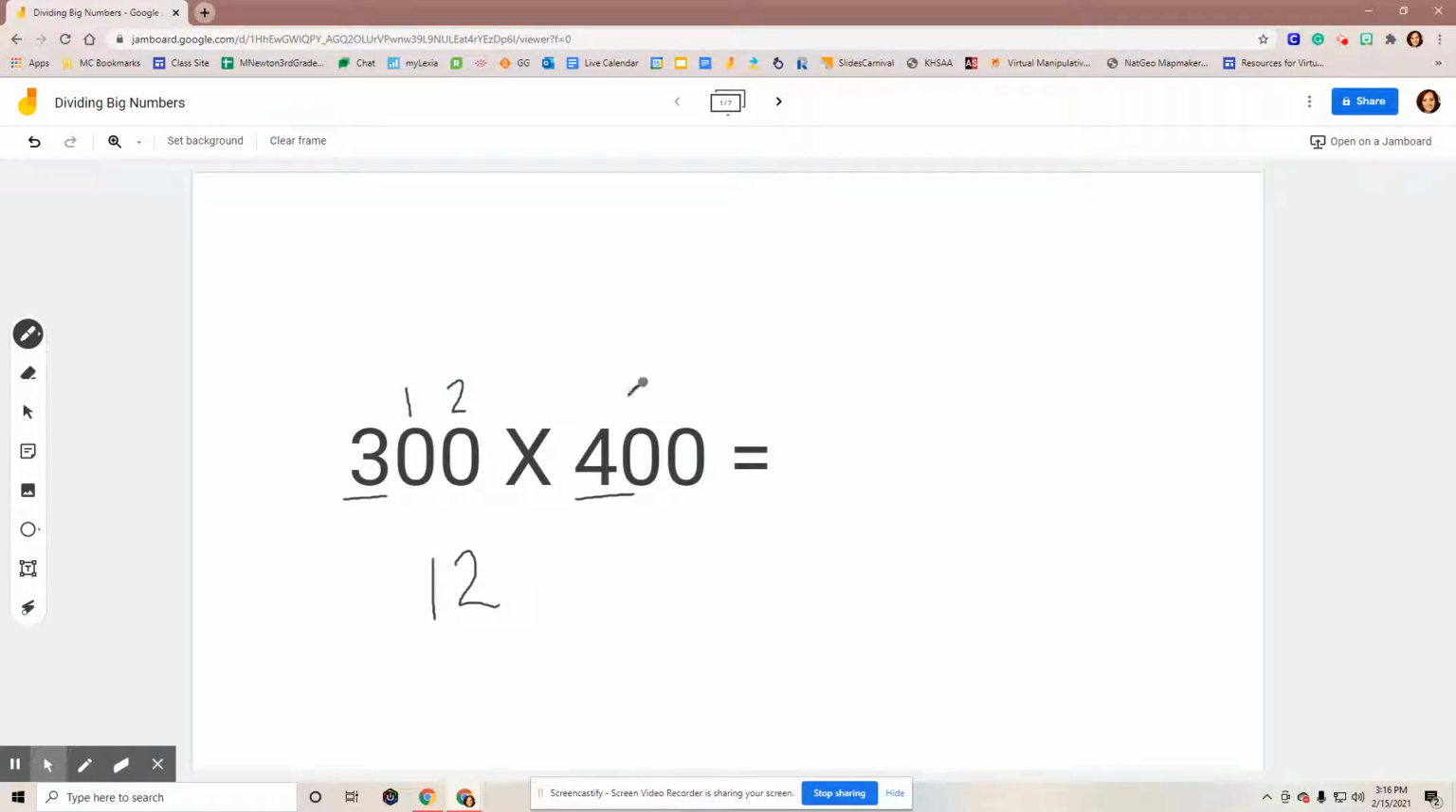1, 2, 3, 4. Now we go ahead and add that to the product. Now we start on the right and we count over every 3 digits. 1, 2, 3, comma. Now we read this as 120,000. So that would be your answer.